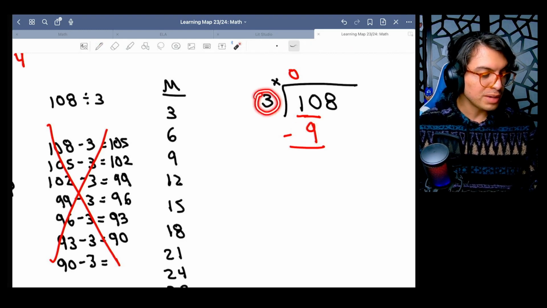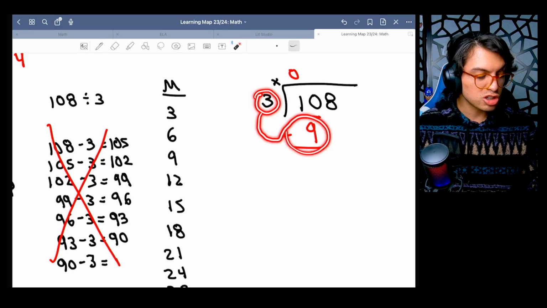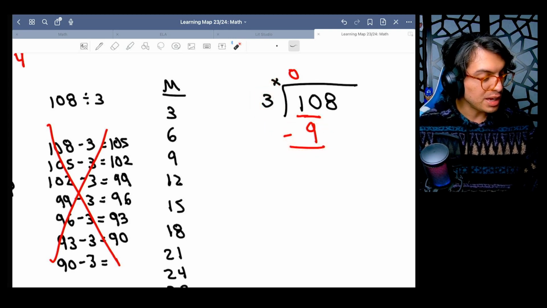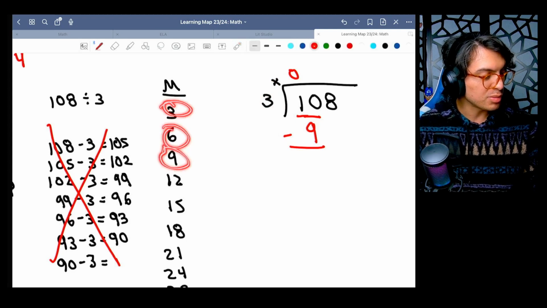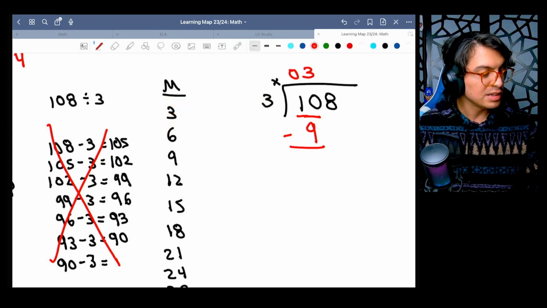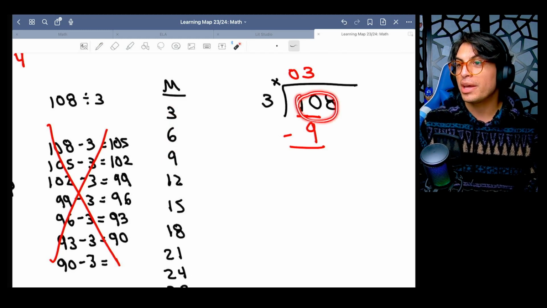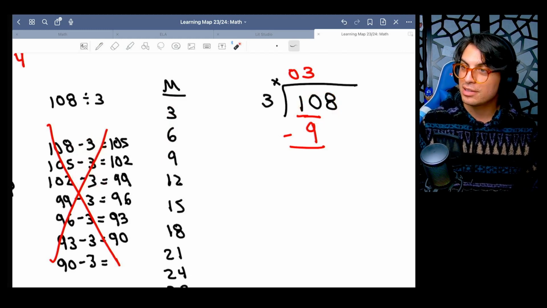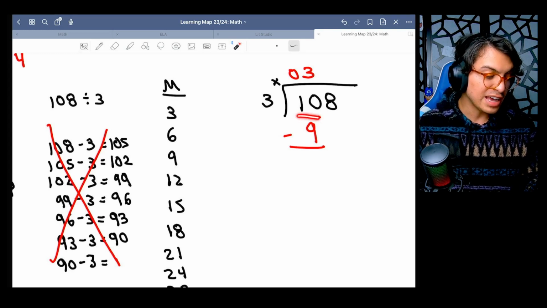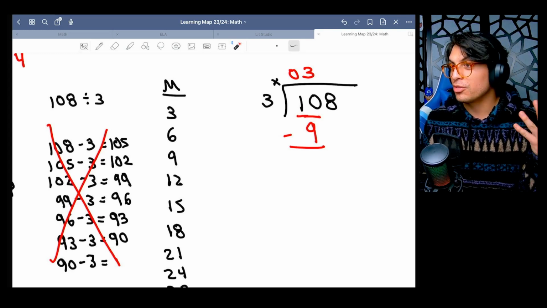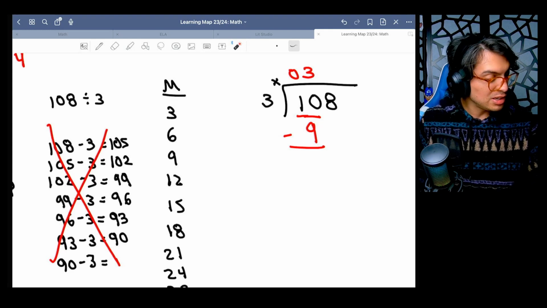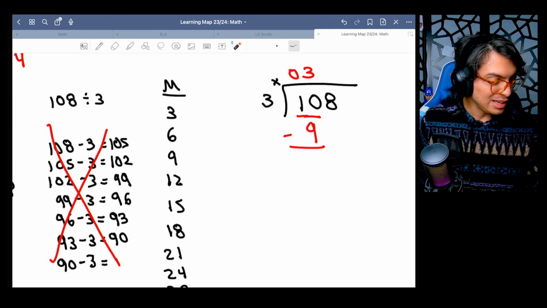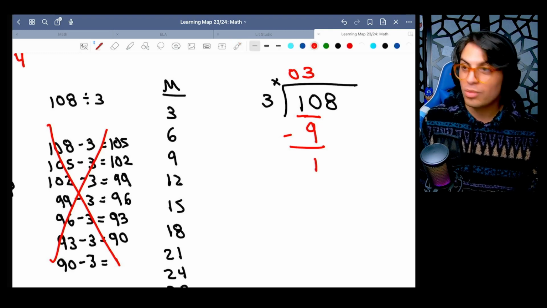I turned my 3 into a big chunk, 9. I did that by multiplying it by 1, 2, 3. And we're keeping track of this. I want to take away a big chunk instead of just 3 over and over again. So I'd look to see how close I can get without going over, so I can take away a big chunk, because it's repeated subtraction. And that left me with 1.